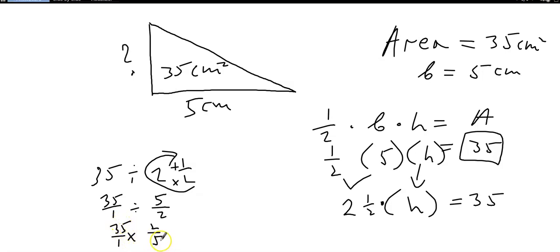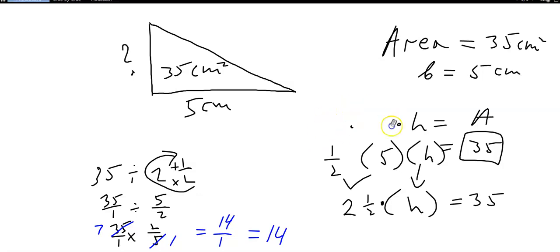So 35 and 5 are both divisible by 5. Divide this by 5, you get 1. Divide this by 5, you get 7. Now we have to multiply 7 times 2, which is 14. 1 times 1 is 1. 14 divided by 1 is 14. That's option number 1.